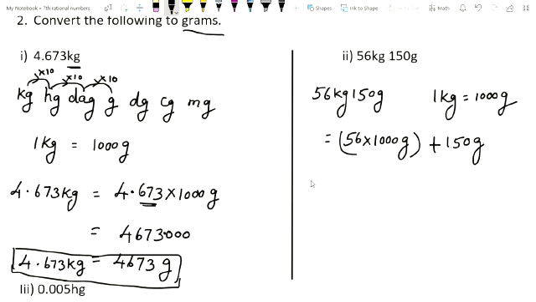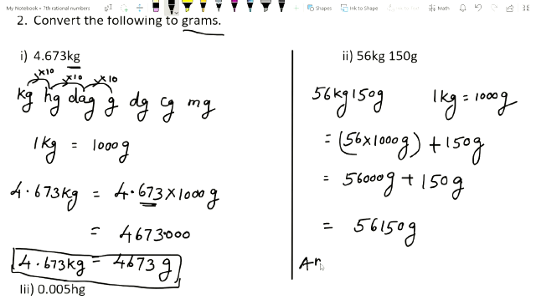Now you multiply this: 56,000 gram plus 150 gram. If you add this, what you will get? 56,150 gram. So what is the answer, children? 56 kilogram 150 gram equal to 56,150 gram. Okay, children? You understand? Shall I move on to the next one?